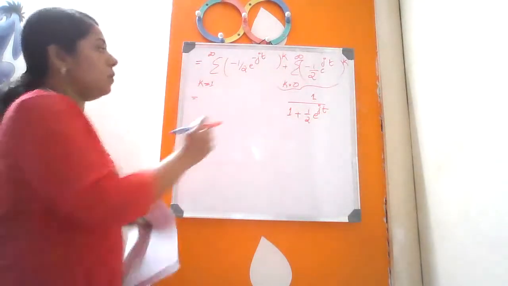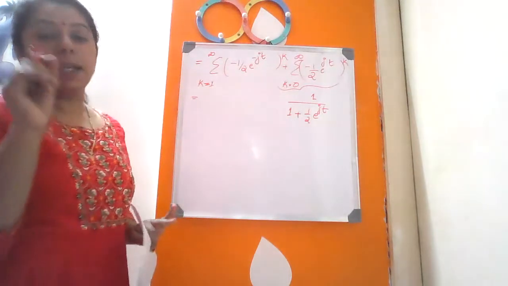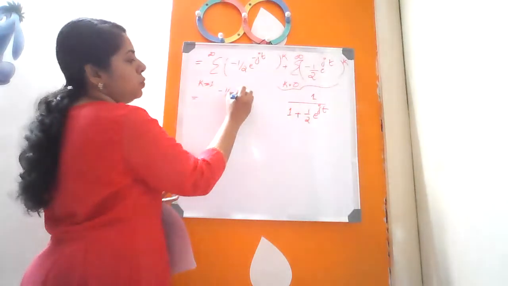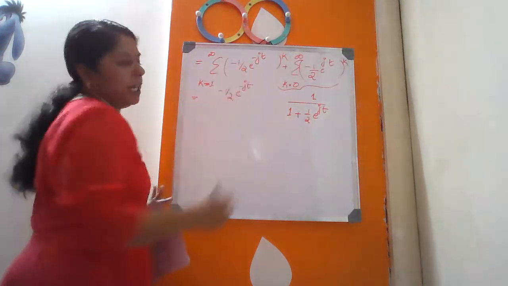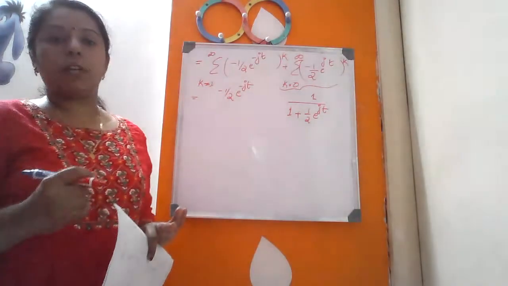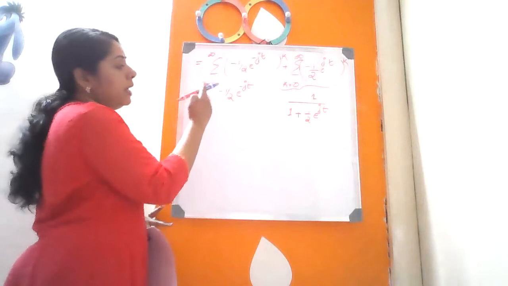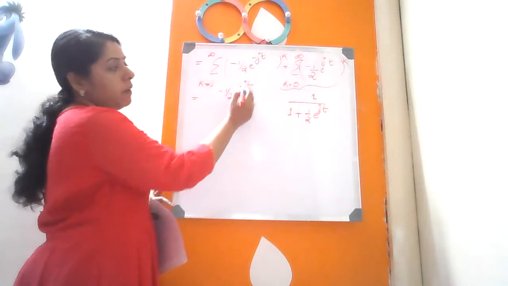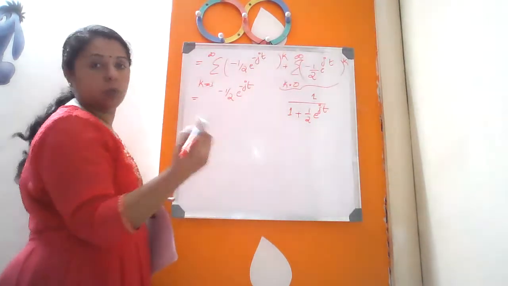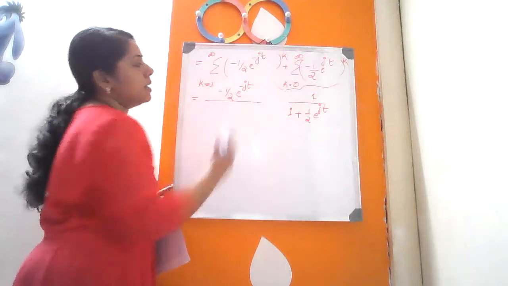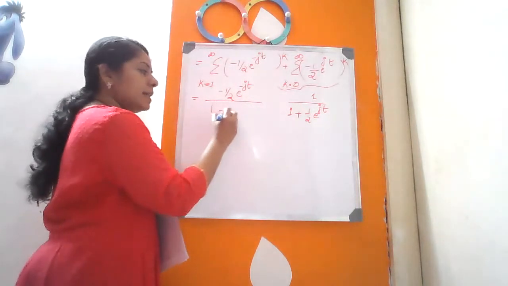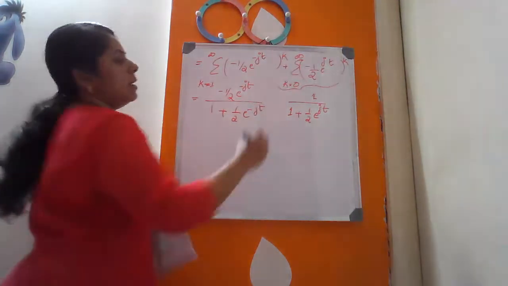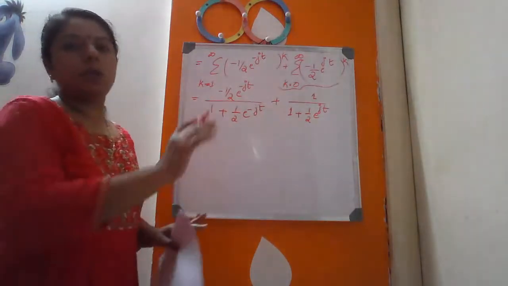So what is alpha power n1? The alpha value is already minus 1 by 2 e power minus jt. What does alpha power n1 mean? The n1 value here is 1, so it is minus 1 by 2 e power minus jt, all power 1. I don't want to write that out, so I directly write it like this, then divided by 1 minus alpha. So again I'll get it like this, here plus. So this is what I'm getting.